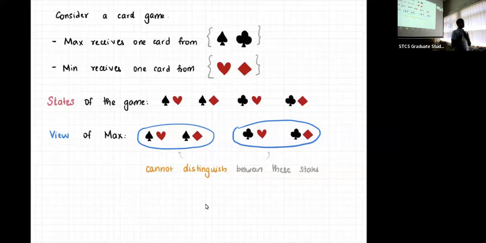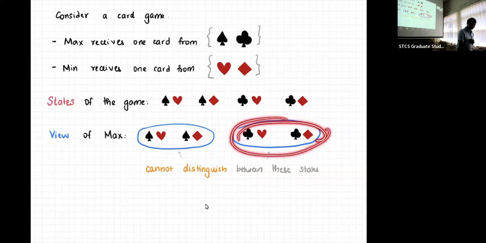But from Max's view, suppose Max gets the spade. Max does not know whether it is the heart or the diamond for Min. So in Max's view, these two states are equivalent, right? Max cannot distinguish between these two states. Max cannot distinguish between these two states. This is the imperfect information. Max knows that he's in one of these two states, but not exactly which one.